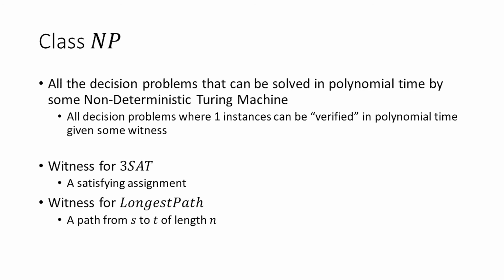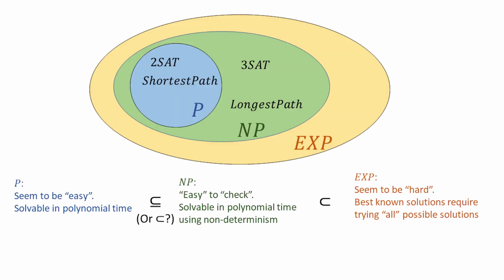For longest path, our witness could have been an example path of length n that went from s to t. So given a graph, a start node s, an end node t, and a number n, if you gave me a witness being a path from s to t of length n, I could verify that witness to be a valid path from s to t of length n in polynomial time, allowing me to verify that the instance for that graph was true. So since true instances can be verified in polynomial time with access to this witness, we can show that longest path belongs to this class NP.